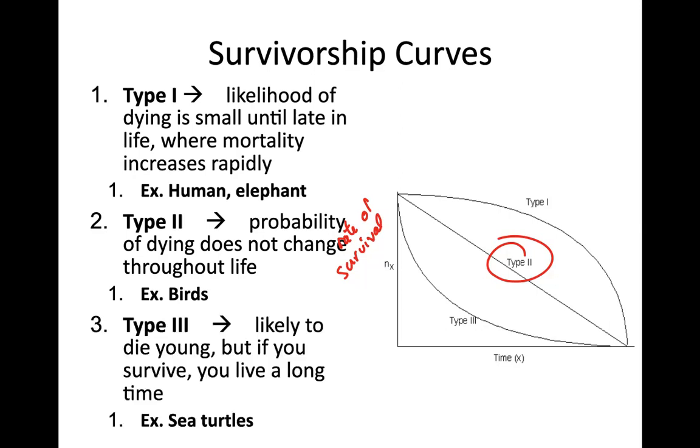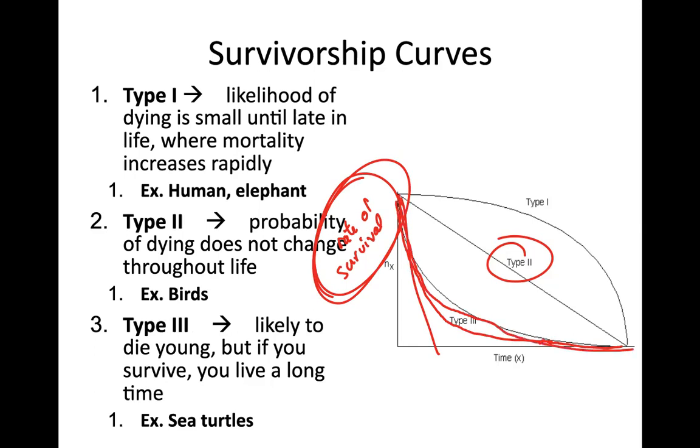Doesn't really matter. In type 3, you are very highly likely to die young, which is why the curve drops significantly in the beginning, because it's your rate of survival. But if you do survive, you live for a long time, which is why it doesn't just drop straight down, it drops significantly. And then if you survive, you live for a long time, which is why both type 1 and type 3 end up at that point at the bottom at old age.